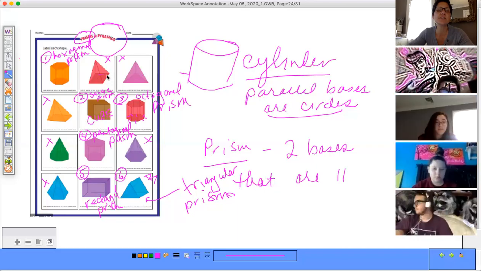The base looks like it's in the shape of a triangle. I mean, a base square. It looks like it's in the shape of a square. So therefore this is called a cube.